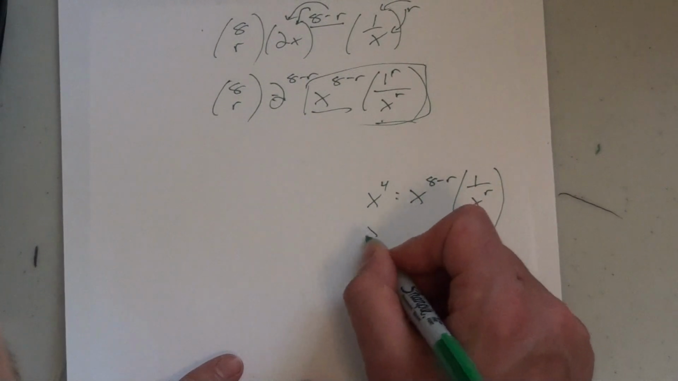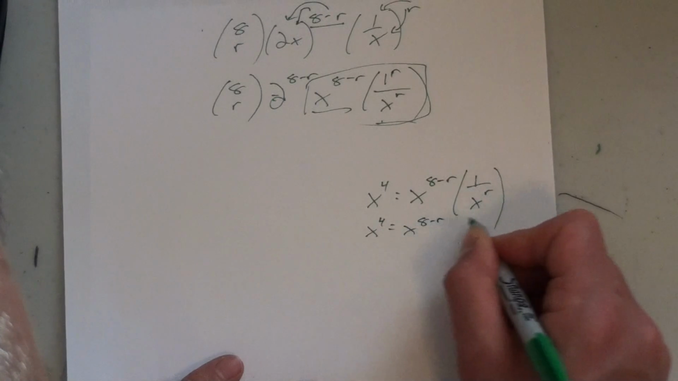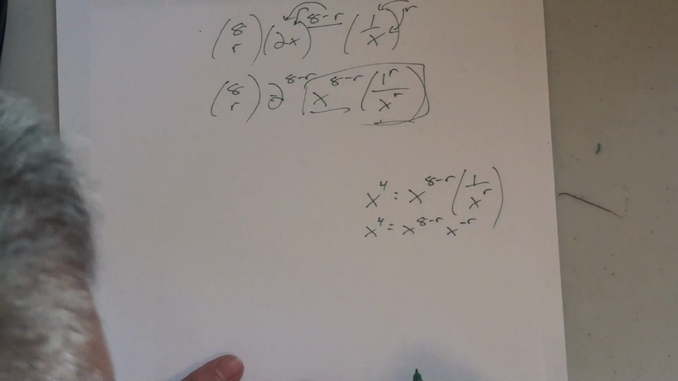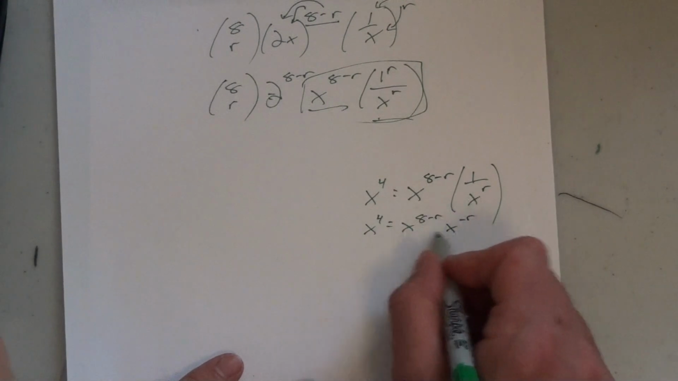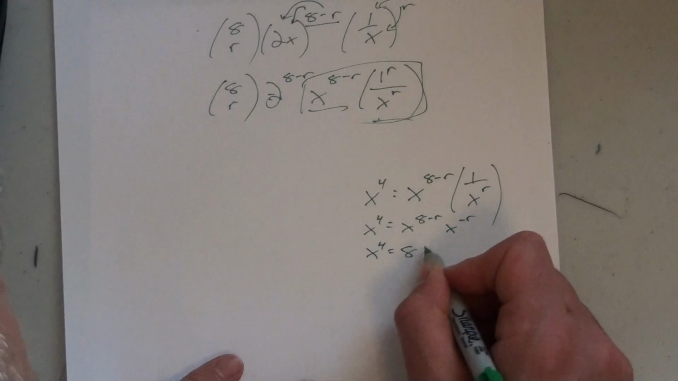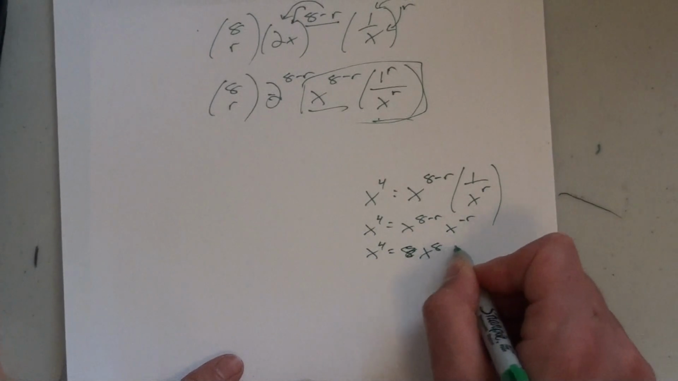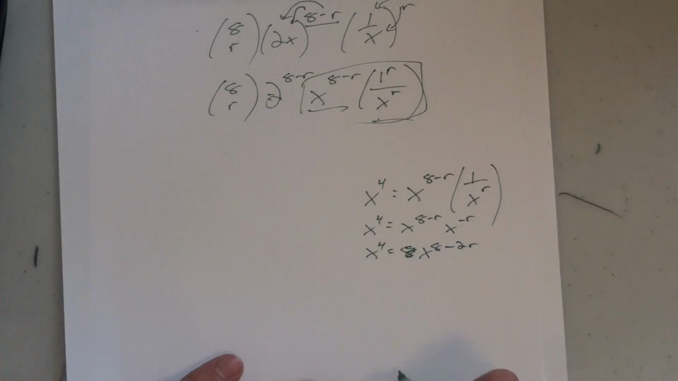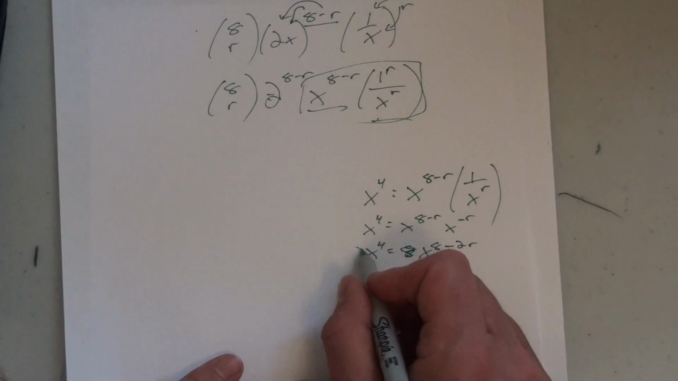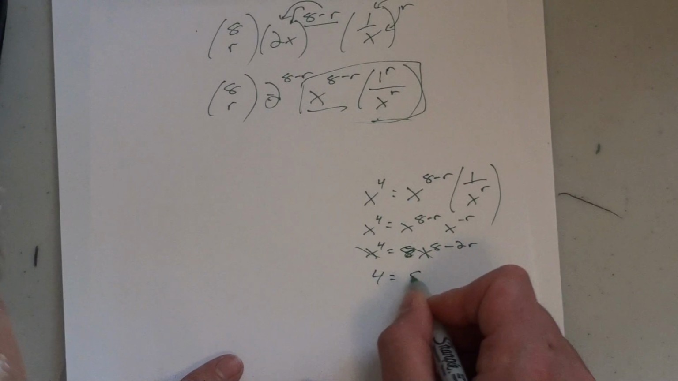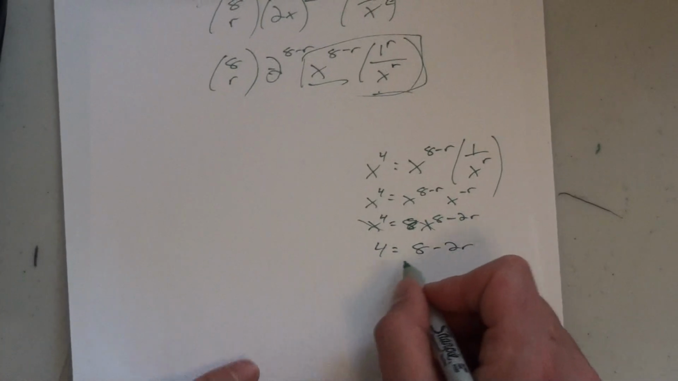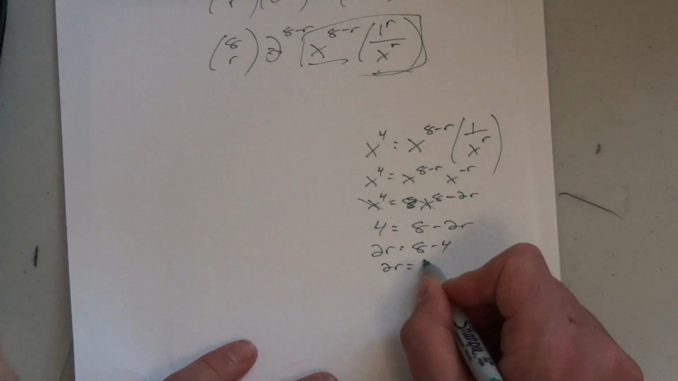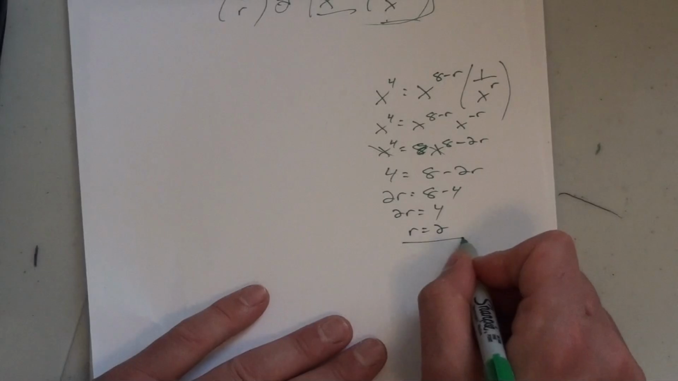And so you can use your exponent rules. x to the 8 minus r, and that is a negative r, that is an x to the minus r using the elevator rule. So now I can combine these. x to the 4 equals x to the 8, and when you're multiplying you add your exponents, so it's going to be minus 2r. And now I have a single base on either side. They're the exact same. Cancel out your x's. 4 equals 8 minus 2r. You can rearrange: 2r equals 8 minus 4. 2r equals 4. r equals 2. I can figure out my r equals 2.